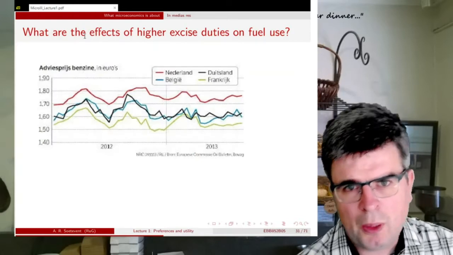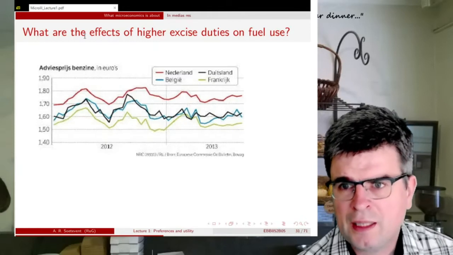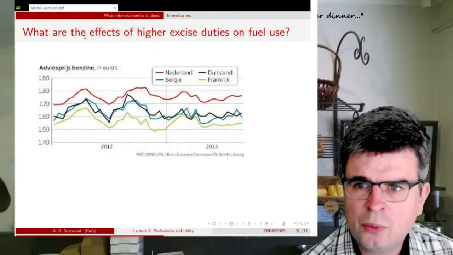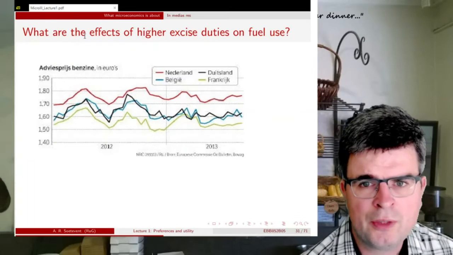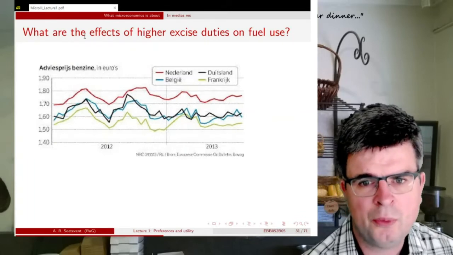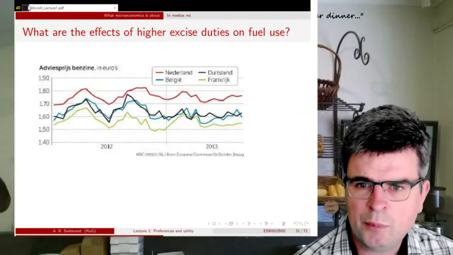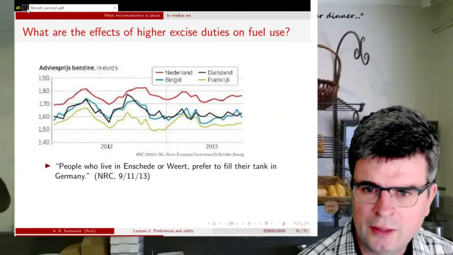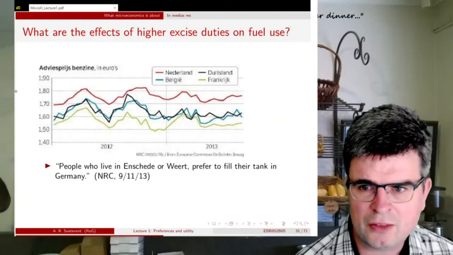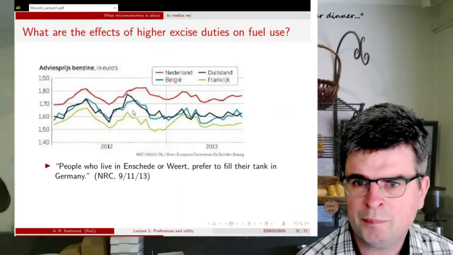Now, people respond to incentives. That's the central theme in our course. And one question that you can ask is, okay, if you increase the excise duties on fuel use, how do people respond, and do they respond to that incentive? And what you can see is that the excise tax in the Netherlands is higher than in the surrounding countries like Germany and Belgium.